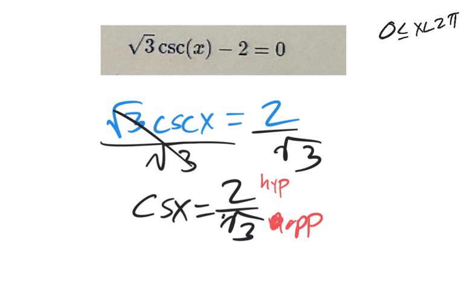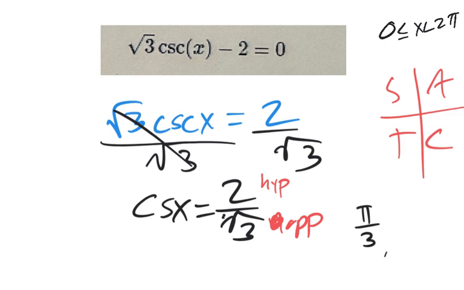60-degree reference angle. So I need 60 degrees, and I need it to be positive. So because this is the reciprocal of sine, all students take calculus. It could be in the first and second quadrant. That's my two answers. 60 degrees in the first quadrant, 60 degrees in the second quadrant. Well, 60 degrees in the first quadrant is pi over 3. 60 degrees in the second quadrant is 2 pi over 3.